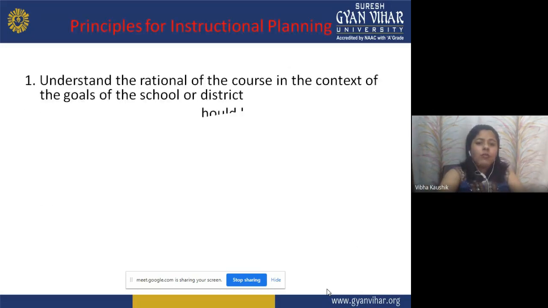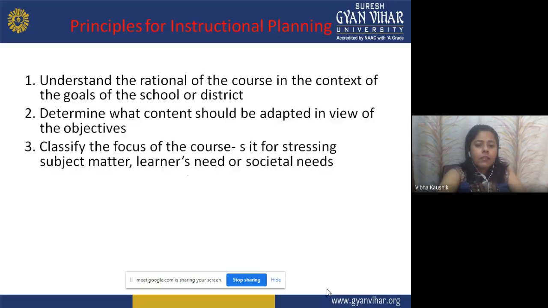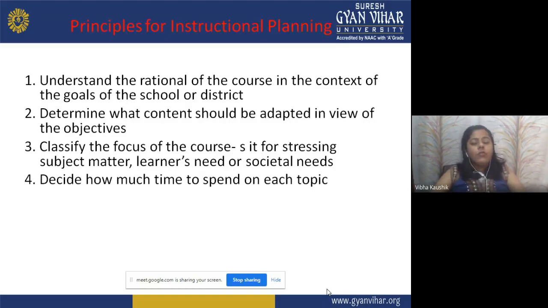Now, principles of instructional planning. The first one is to understand the rationale of the course. Rationale means importance, you will understand the importance of learning this particular course. Understand the rationale of the course in the context of the goals of the school or district. Now, the importance of the course in the context of what?